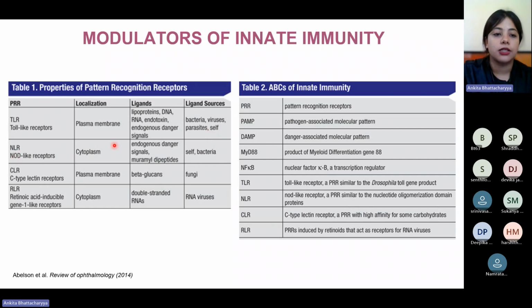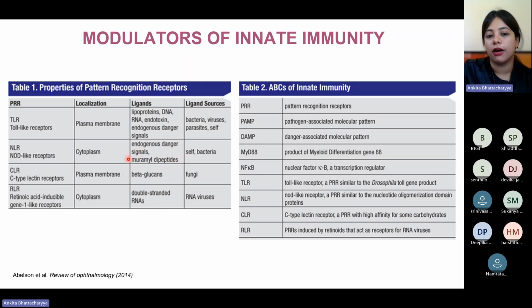NLRs, NOD-like receptors, are localized in the cytoplasm. So you see how it's different, right? Pathogens that are not intracellular in nature, that are only present in circulation, would be recognized by plasma membrane toll-like receptors, but those that are able to invade the cell and come into the cytoplasm are handled by NLRs and in fact another class of receptors as well, known as RLRs, which are able to take over. NLRs are also able to sense endogenous danger signals and also muramyl dipeptides. This would be an interesting thing for you to look up.